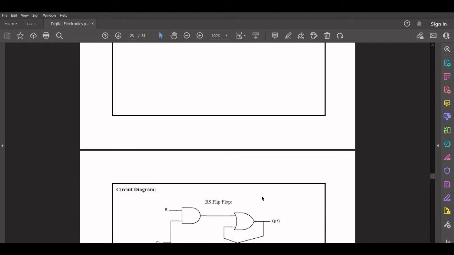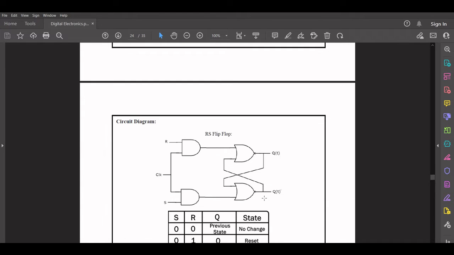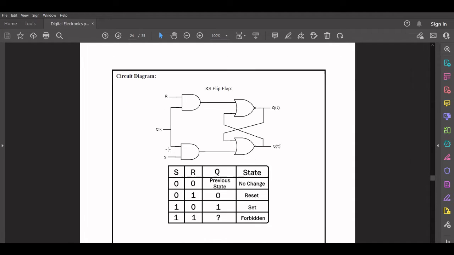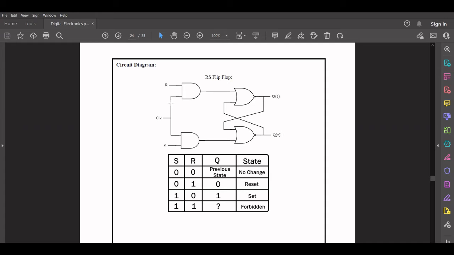So the first flip-flop that we have is the RS flip-flop. It has two inputs, R and S, and it also requires the clock. So when both R and S are equal to 0, there will be no change in the output. So if initially the value at Q was 0, and if R and S are set to 0, the value of Q will still be the same. So the state will be no change.